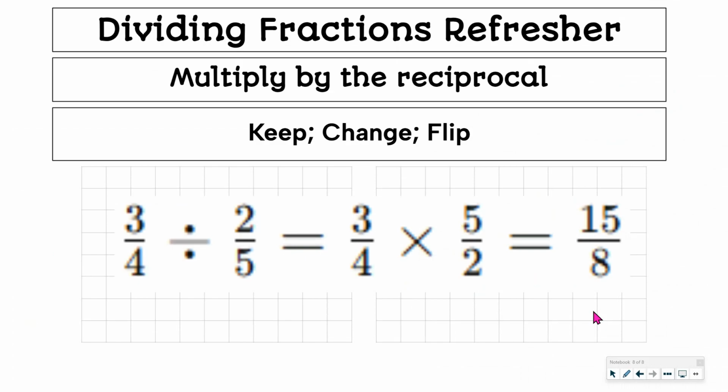Okay, so looking at fractions, remember that you keep the first fraction, change the sign to multiplication, flip the second fraction, and then you multiply straight across. So 3/4 divided by 2/5 is the same as 3/4 times 5 over 2. Multiplying straight across gives me 3 times 5 is 15, and 4 times 2 is 8. So keep, change, flip. We're going to practice that on these next problems.